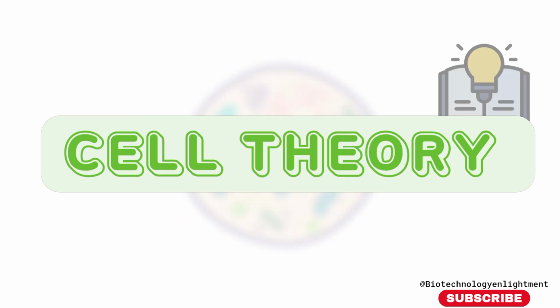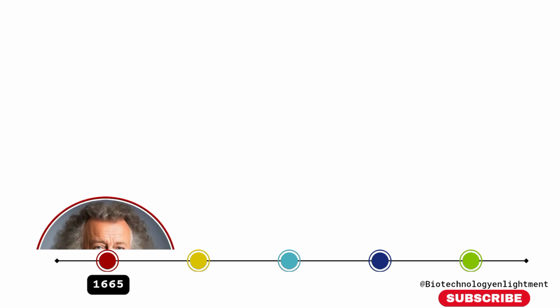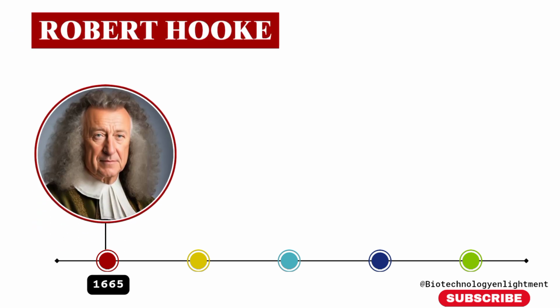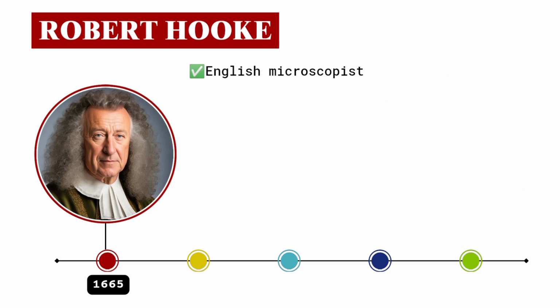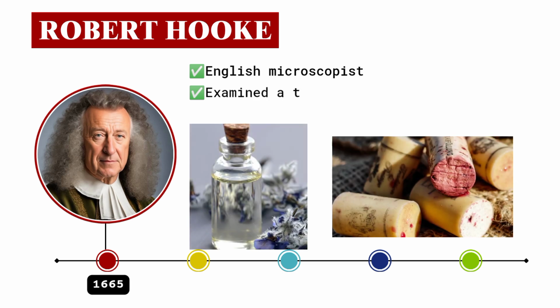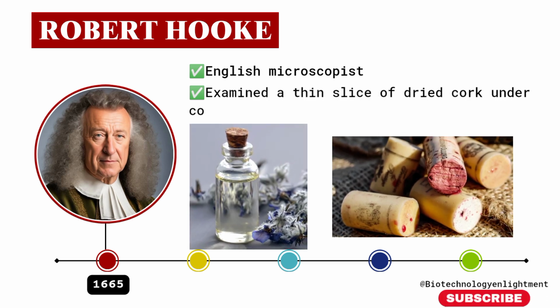So let's begin. In 1665, Robert Hooke, an English microscopist, is credited with coining the term cell. He examined a thin slice of dried cork under a compound microscope, which was actually made by him. He was the first one to observe dead cells.